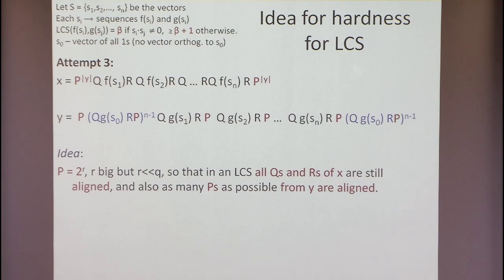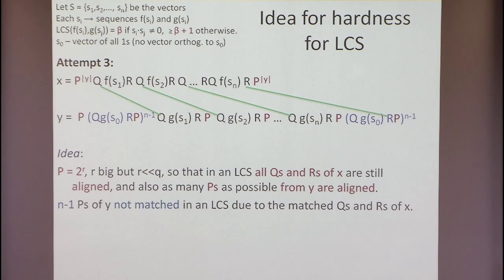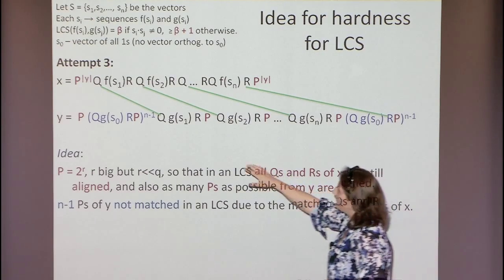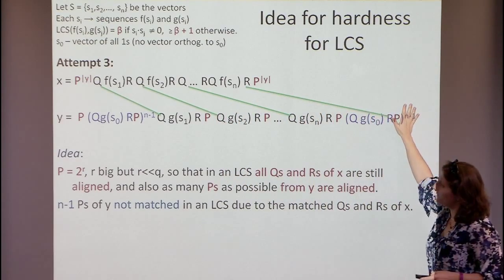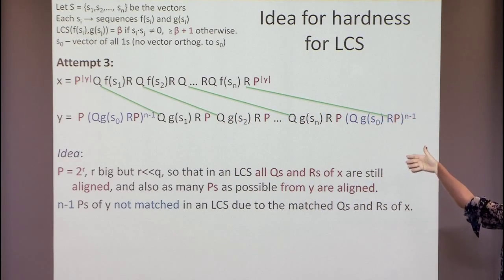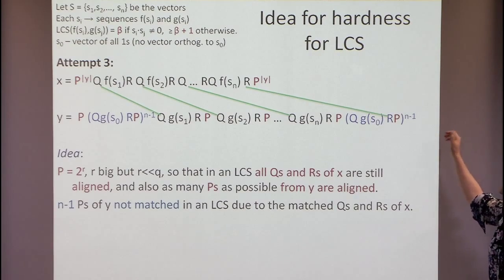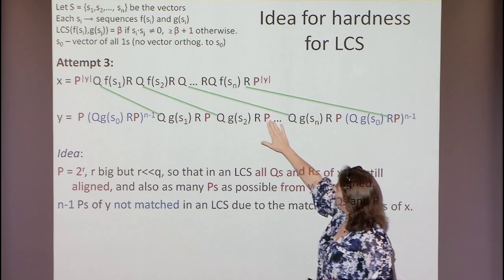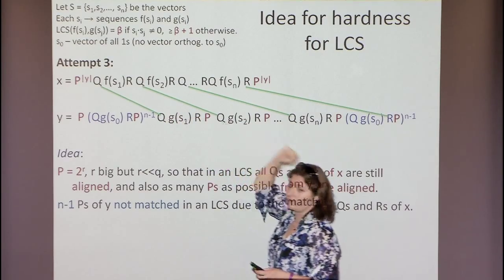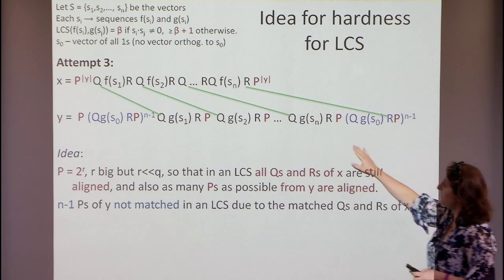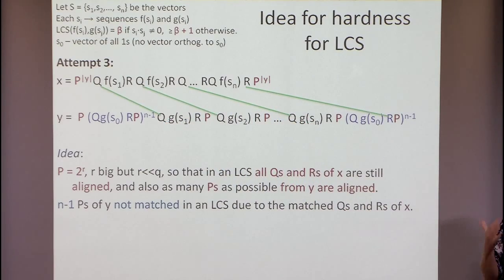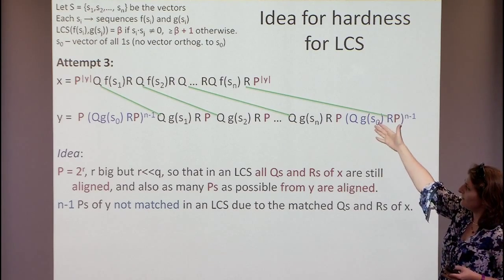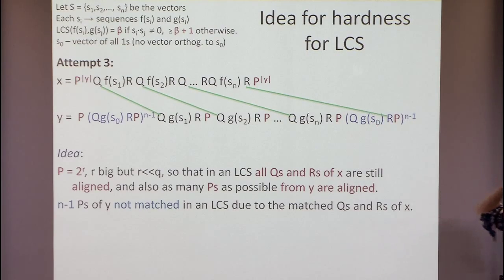Okay. And what does that mean? Well, look at how the Qs and Rs of X were matched down here. What happened is that the Ps that are between these green lines cannot be matched anywhere in X because the only Ps in X are on the outside. So when we do this alignment and every Q and R of X is matched, we lose N minus one of the Ps.